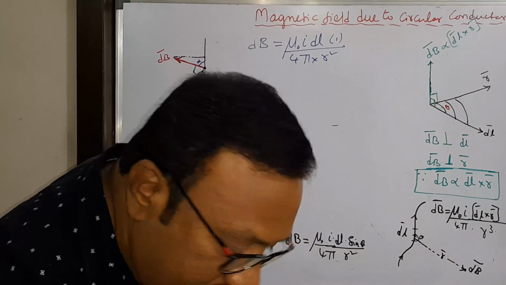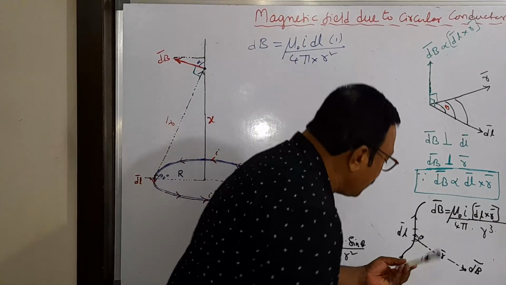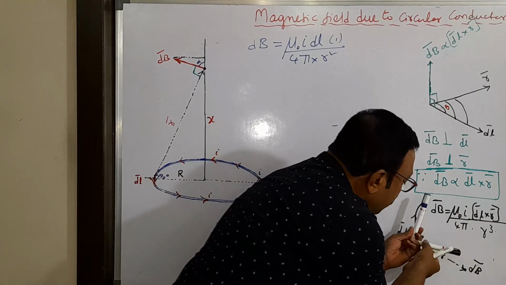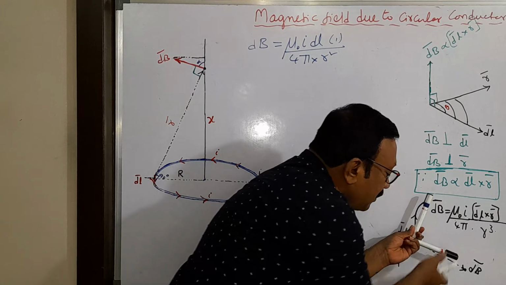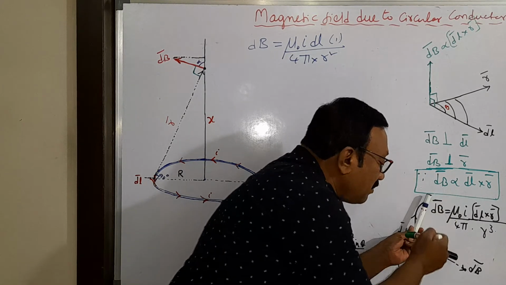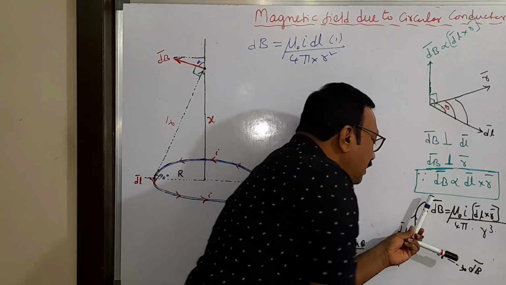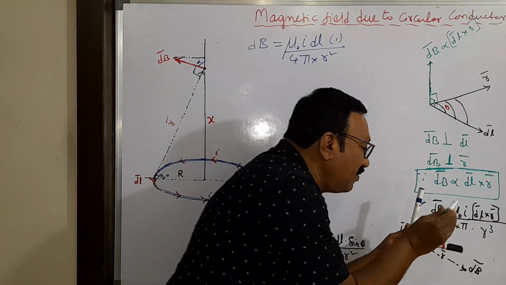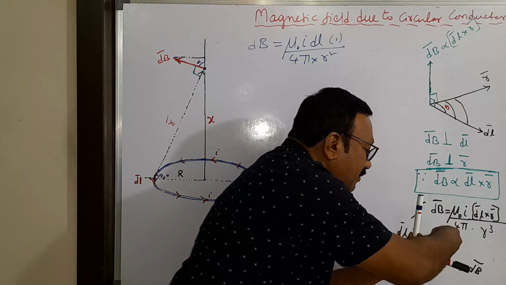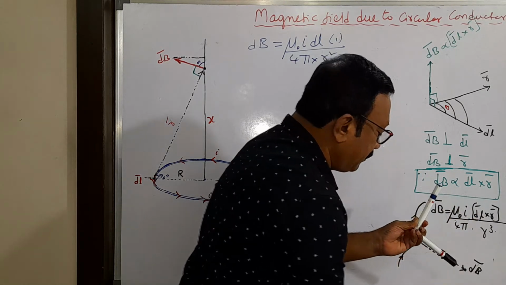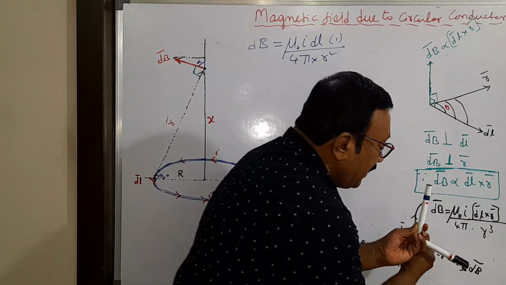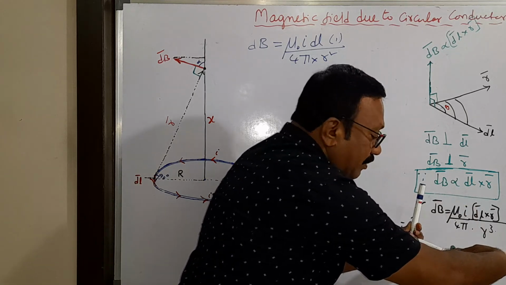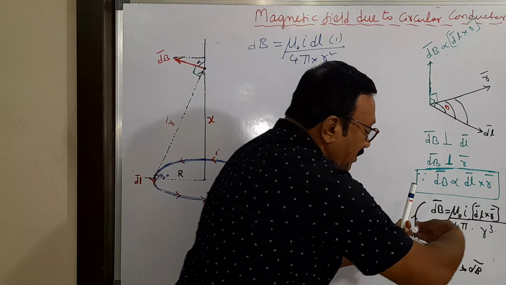Let us check here. This is dL bar, and r bar. This is dL bar, r bar. So dB bar, dL cross r, inward, like this. It will be inward. It is perpendicular to dL and as well as r. It is perpendicular to r and as well as dL.